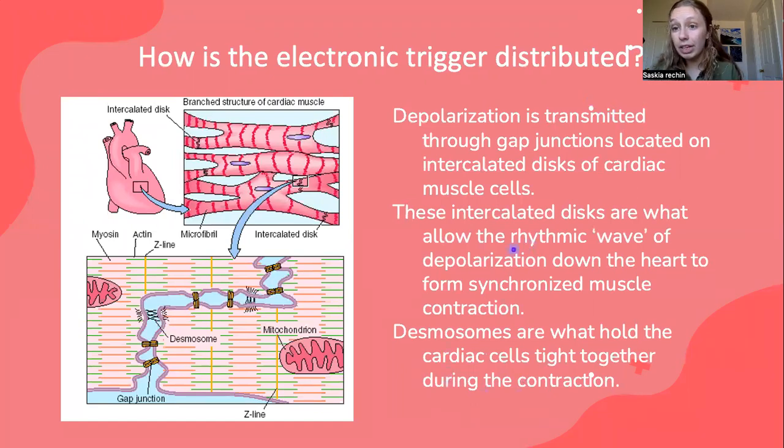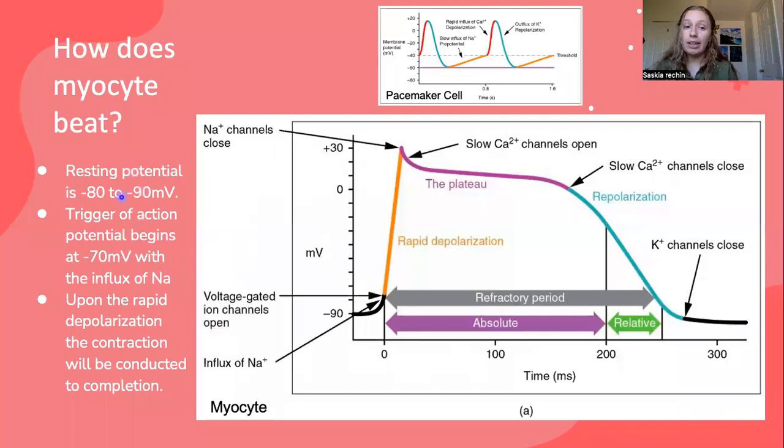Well, desmosomes are holding it together, but your depolarization goes through your gap junctions, which are located on the intercalated discs of your myocardial cells. And these are what translate that synchronized wave of contraction. And then your desmosomes are holding the cells together to have that strong, tight connection to enable contraction. All in all, your myocytes are what's accomplishing that beating potential throughout your heart itself.